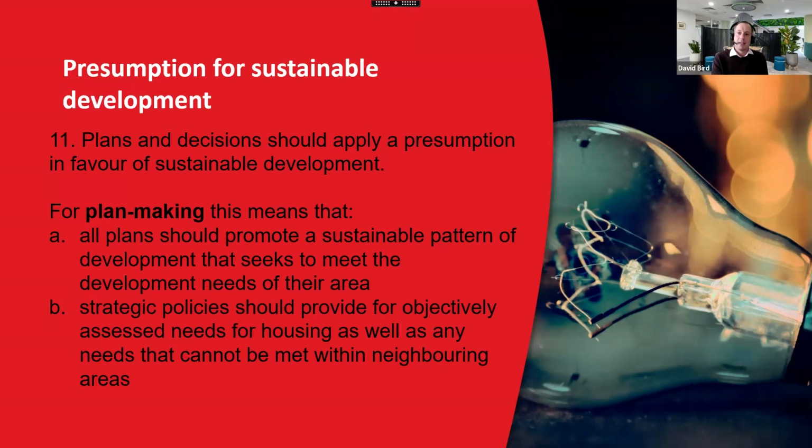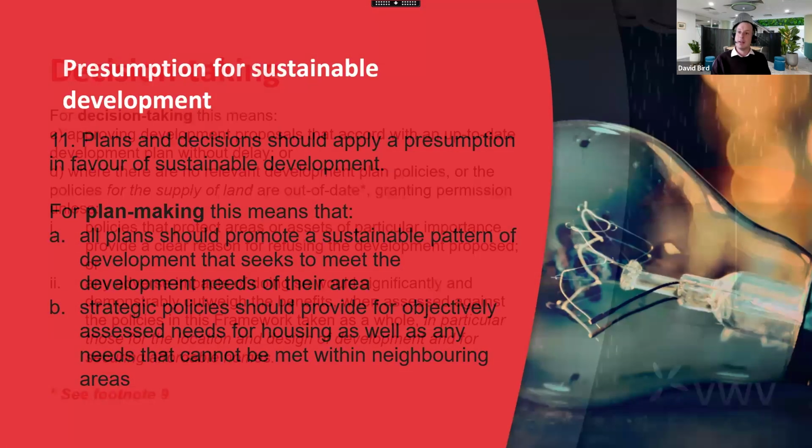So here we can see that for plan making, all plans should promote a sustainable pattern of development that seeks to meet the development needs of their area, and B, strategic policies should provide for objectively assessed needs for housing, as well as any needs that cannot be met within neighbouring areas. That's the third time we've seen that phrase so far. It really is driving it home, I think.